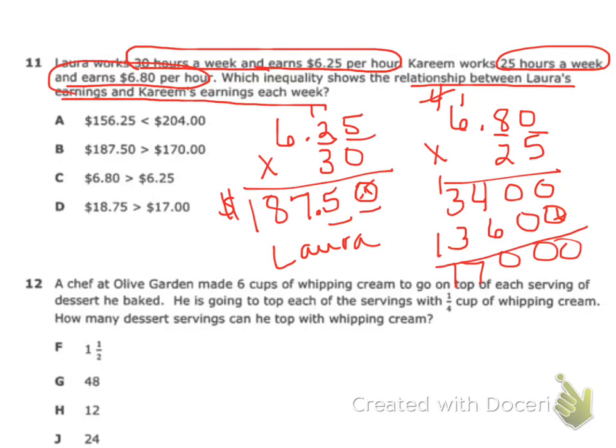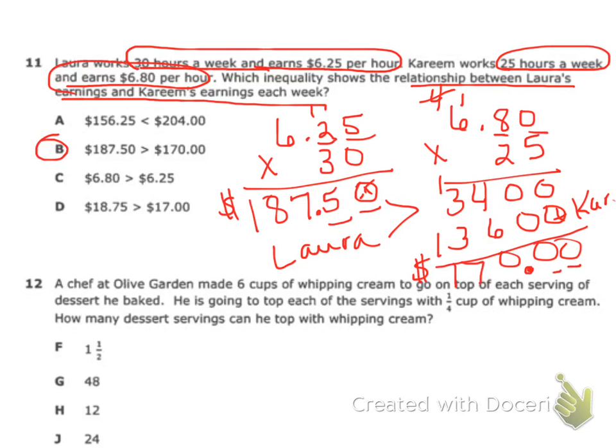I had 2 decimal places in the problem, so I need 2 in the answer. So Kareem's earnings are $170 exactly. So now when I go to compare, I know Laura made more because $187.50 is greater than $170. So I'm going to start looking at the answer choices. It's pretty obvious that B is the correct answer. It is the only one that says something about $187.50 and $170.